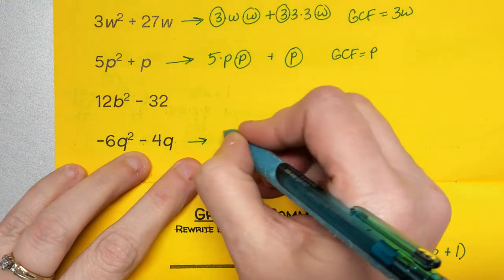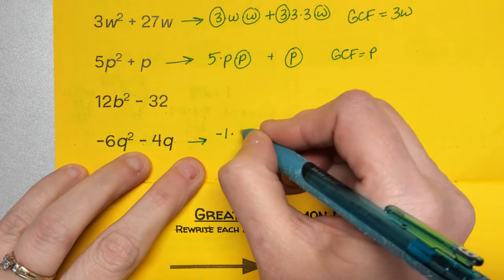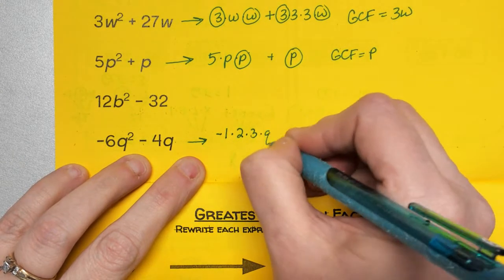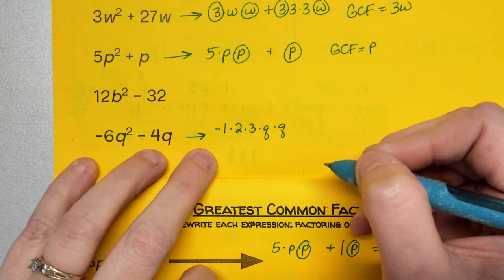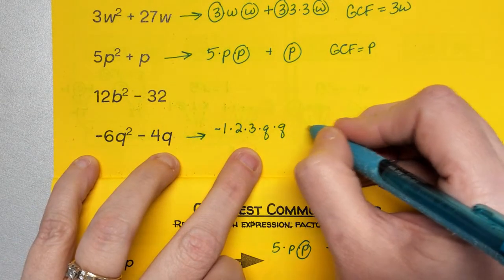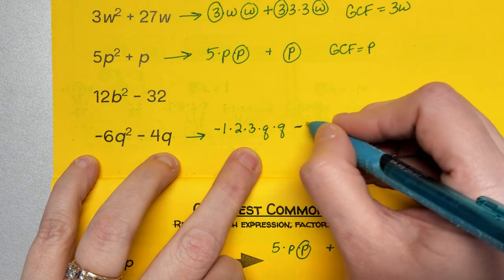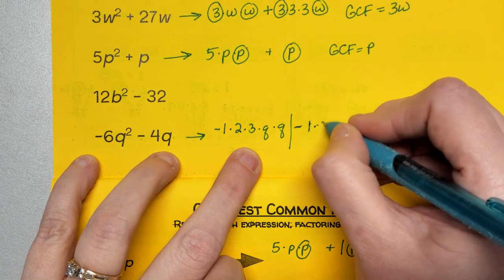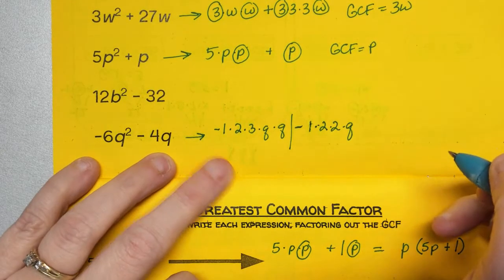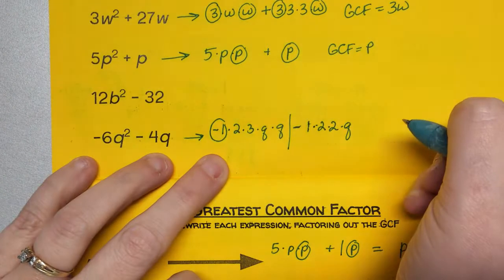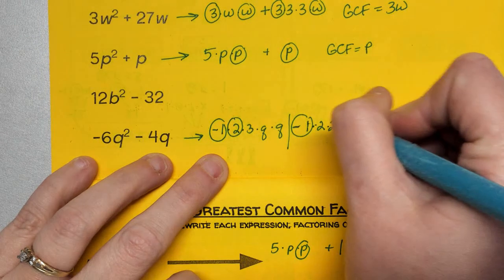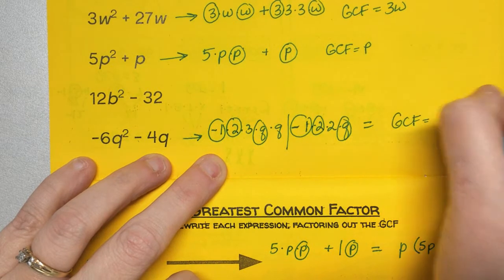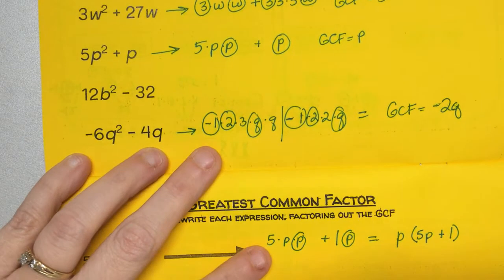All right, let's jump up to this one really fast. For this one, I have -1 times 2 times 3 times q times q. And then I also have minus, so I have -1 times 2 times 2 times q. What do they have in common? They have a -1, a 2, and a q. So the GCF of this one is -2q when I multiply it all together.